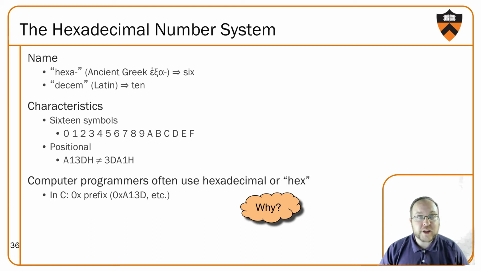In C, we have a prefix for a number that's represented in hexadecimal, and that's 0x followed by the hex number. Why is hex so common as a number system in computer programming? Well, it's a handy abbreviation for binary. Because 16 is 2 to the 4, each hexadecimal digit is a nibble, which is 4 bits.